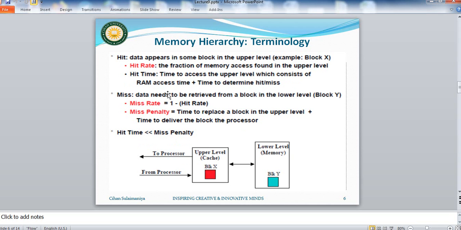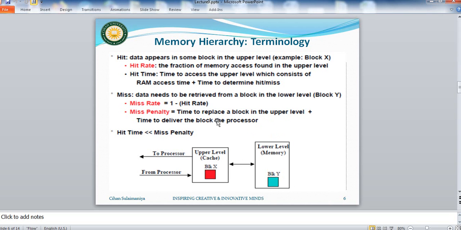What is the miss rate? Miss rate is when the information is saved inside the RAM. So that time will be longer than the hit time. A hit is very fast to get the information. A miss will take a longer time.